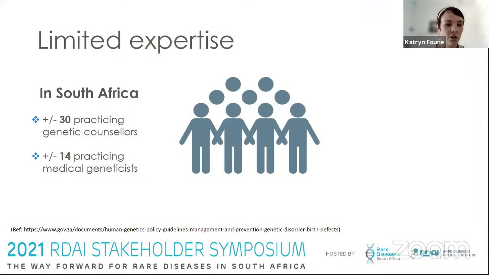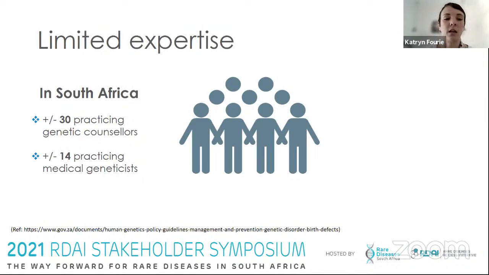This was also touched on in the previous presentation. We've got roughly, and these are approximate numbers, it might not be completely correct, 30 practicing genetic counselors in South Africa, and roughly 14 practicing medical geneticists. Just to make sure everyone knows the difference: a medical geneticist is a medical doctor that has specialized in genetics. Genetic counselors are people who have a professional master's degree in genetic counseling and work with medical geneticists to provide a clinical service to patients.